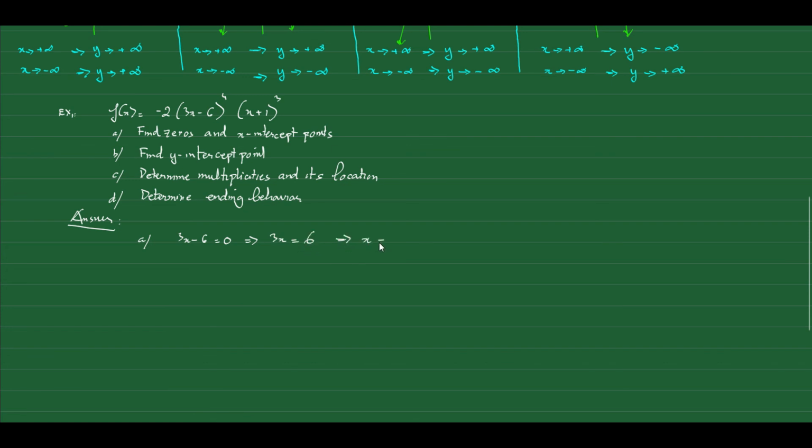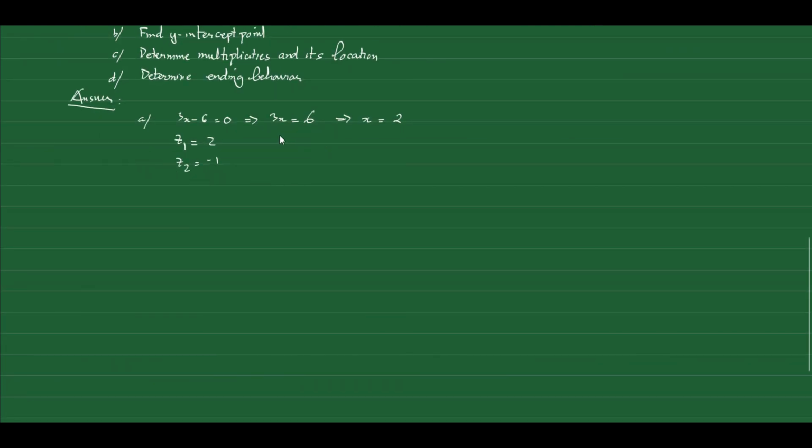So x equals 6 divided by 3, which is 2. So z1 equals 2. And z2 is so obvious, z2 is minus 1. So from here we can find the x-intercept points. The x-intercept points will be (2, 0) and (-1, 0).